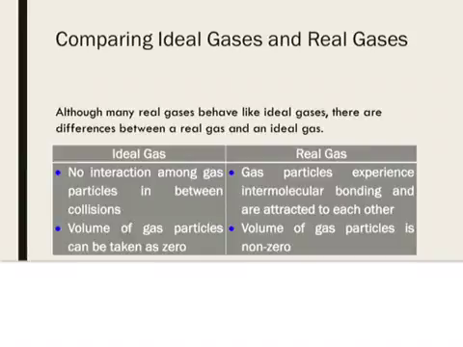However, in a real gas, the gas particles experience intermolecular bonding and are attracted to each other. In an ideal gas, the volume of gas particles can be taken as zero because the volume occupied by the gas particles is assumed to be negligible compared to the volume of a container. However, in a real gas, the volume of the particles is not zero.